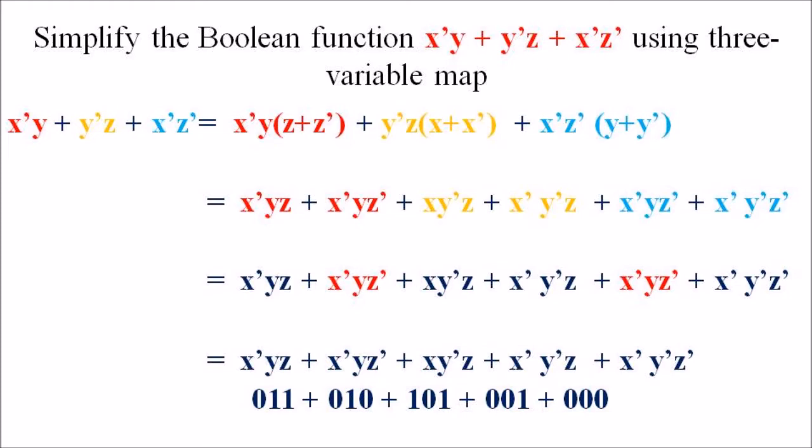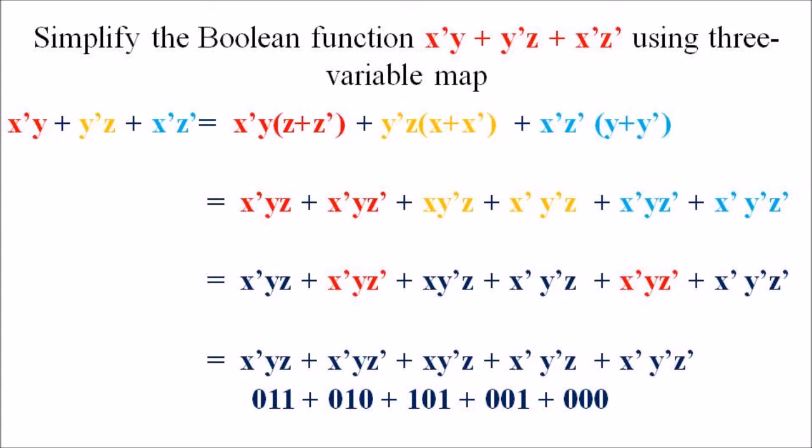While expanding this, the function becomes x' y z + x' y z' + x y' z + x' y' z + x' y z' + x' y' z'. Here in this form, x' y z' is repeating twice. Thus, we can write it one time only. So the function can be reduced into x' y z + x' y z' + x y' z + x' y' z + x' y' z'.